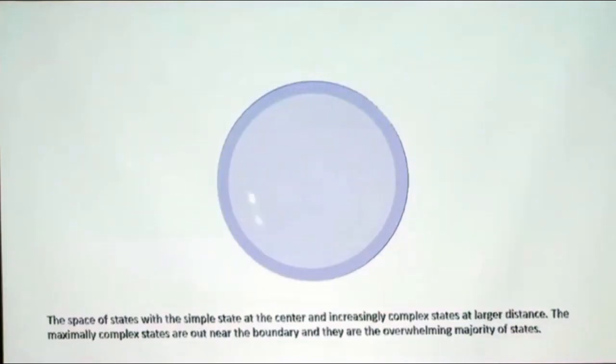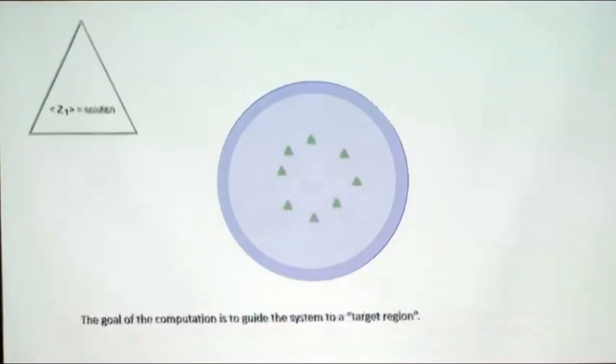Here is, again, this complexity space. I have purged all the bullseye out of it and just included a bunch of states in here. The simple states are at the center. The maximally complex states are outside, near the boundary. And that's the setup. This is this complexity geometry. And the overwhelming majority of states are out in this somewhat darker region here.